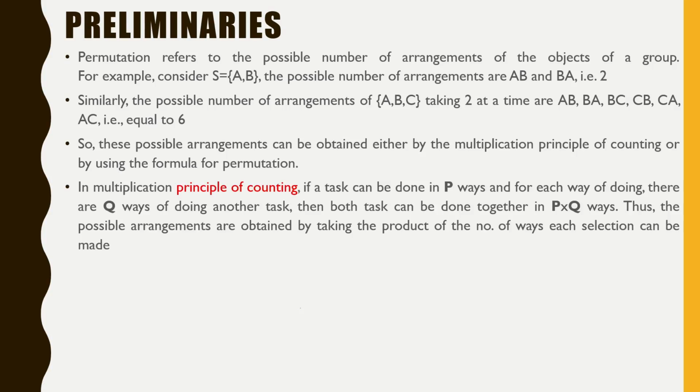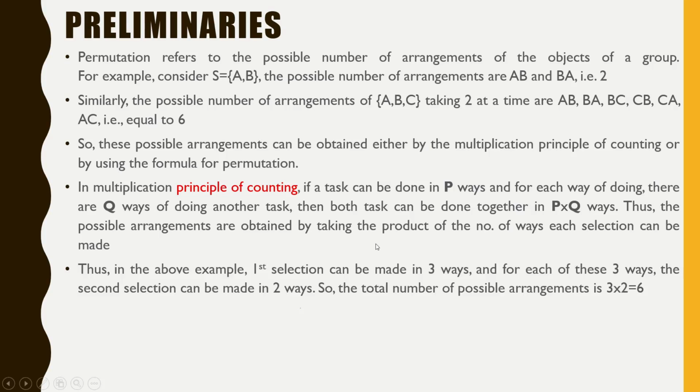So what is counting? Counting means if a task can be done in P ways, and for each way of doing the task there are Q ways of doing another task, then both these tasks can be done together in P into Q ways. This is the basic principle of counting. Therefore, the possible arrangements are obtained by taking the products of the number of ways each selection can be made.